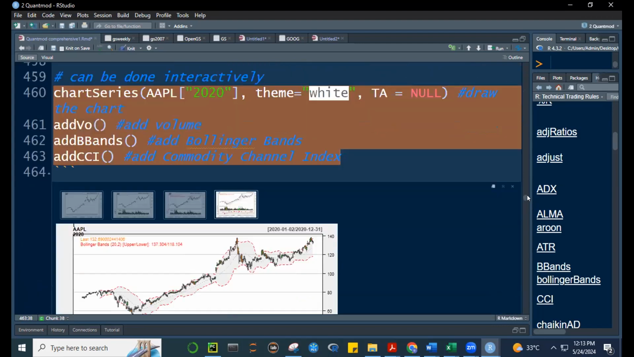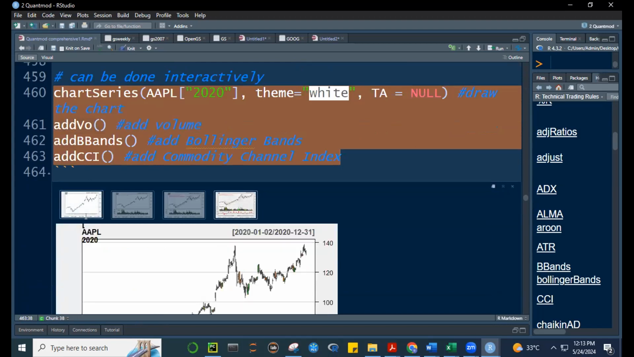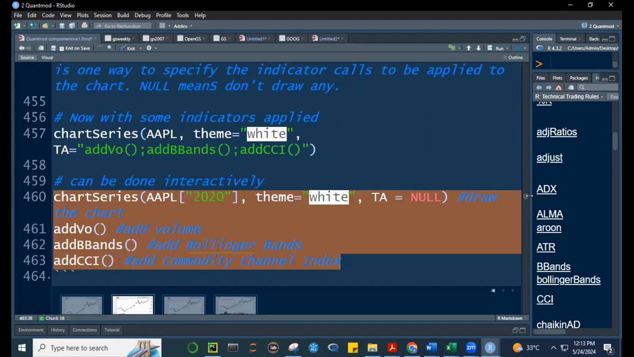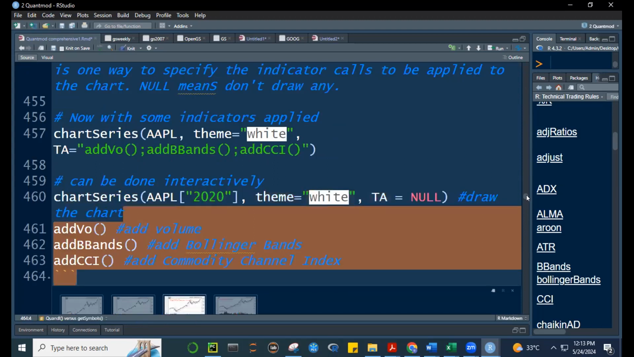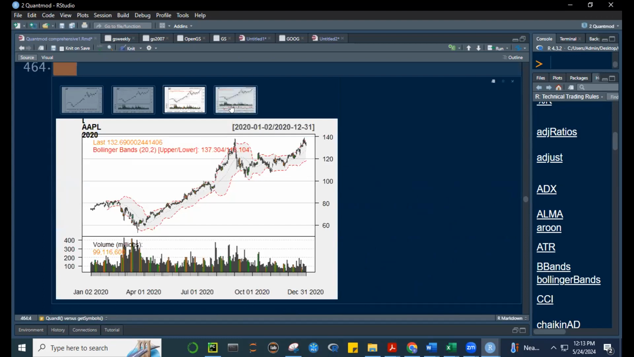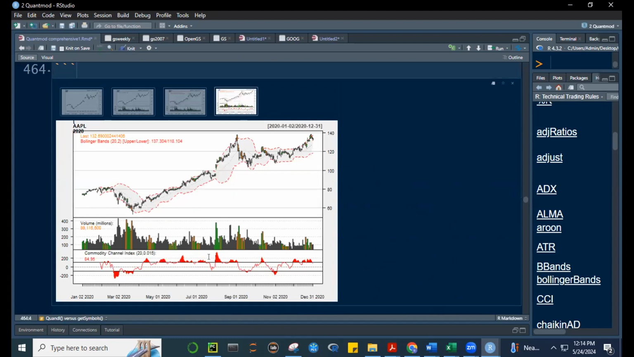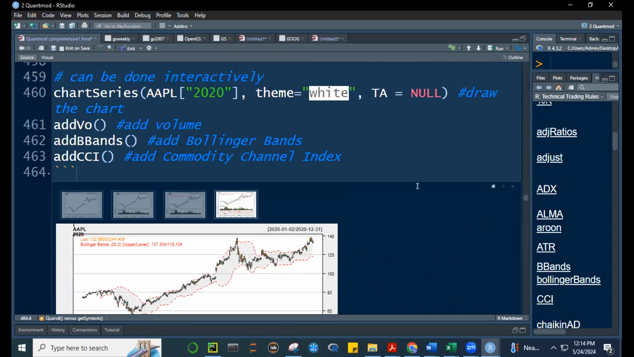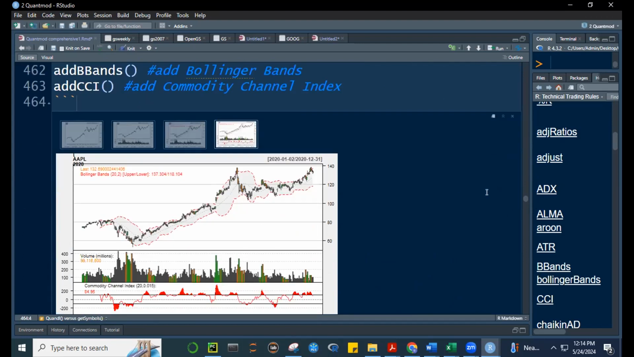Running, you can notice the progression. Here it first starts with no volume. Here it adds the volume, and then it adds the Bollinger Bands, and then it adds the CCI here. Part of our objective is to at least learn what Bollinger Bands are used for, and CCI. What is the use of these to a trader?